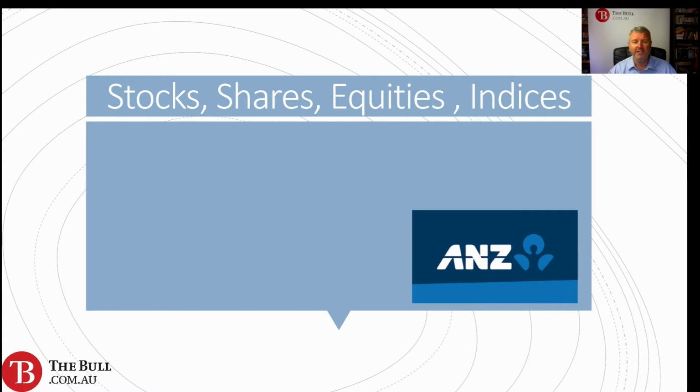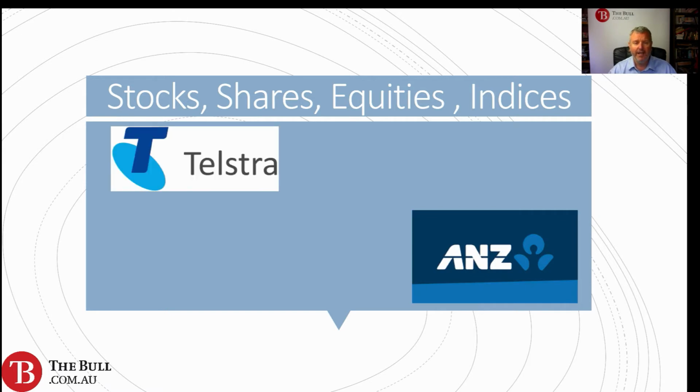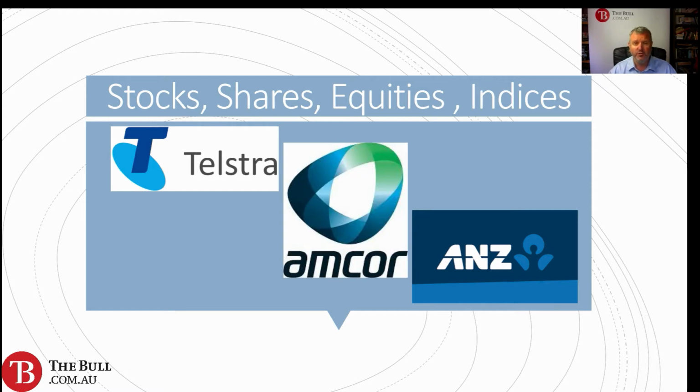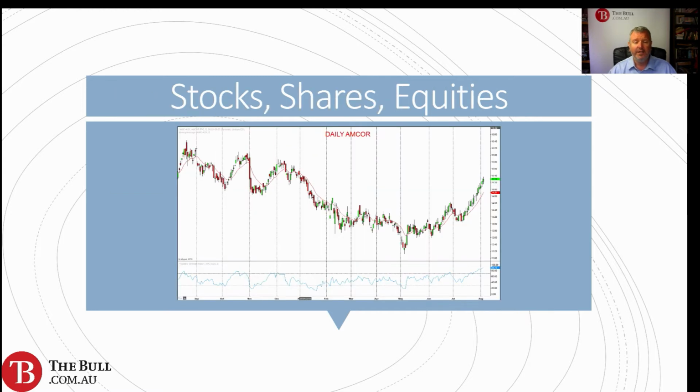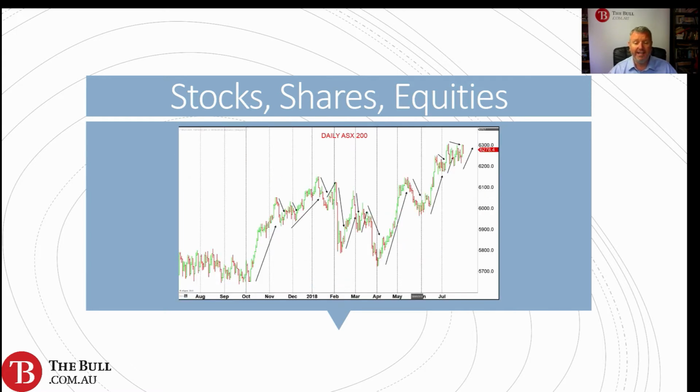Examples of this will be ANZ Bank, Telstra, and also Amcor. These are examples of different companies, equities that we could invest in. So here's a daily chart of Amcor, going through a good run at the time of videoing, running up into the middle of 2018. So that's the daily chart for Amcor, and here we can see the daily ASX 200.